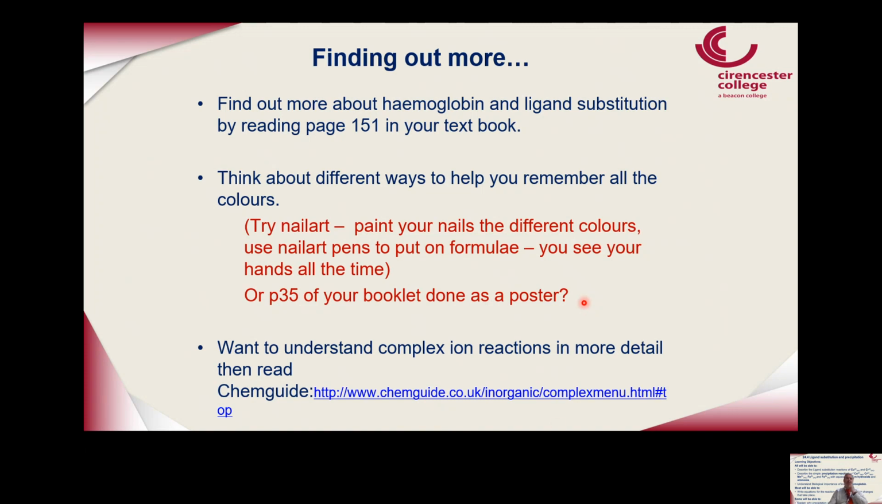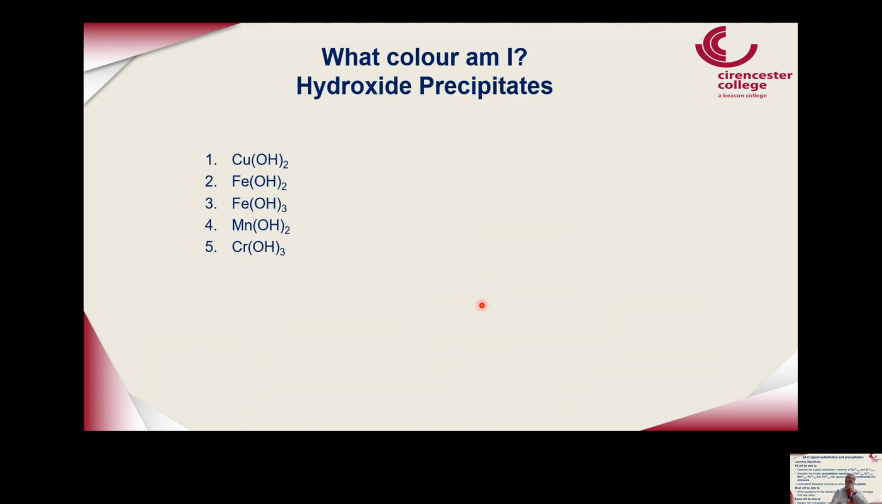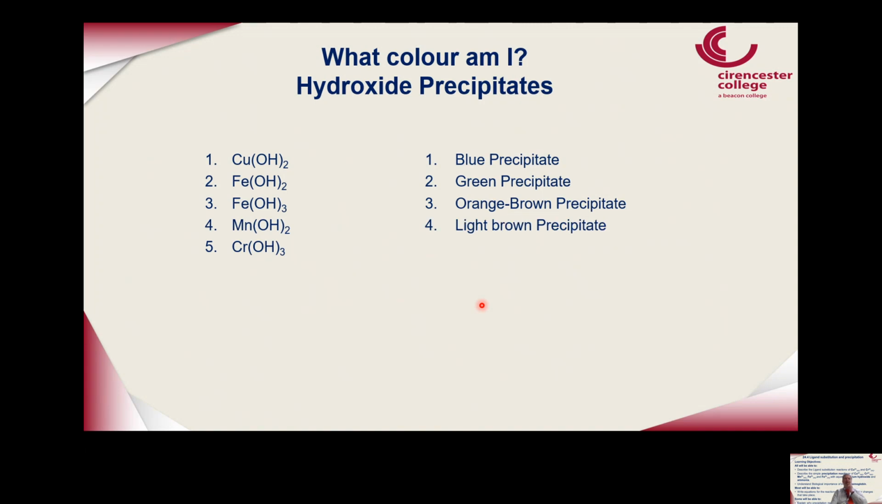So then there is a chem guide, which links to that. I'll put a link in the presentation for that. So a quick test. Copper hydroxide, what color? Blue precipitate. Iron 2 hydroxide, green precipitate. Iron 3 is an orangey brown precipitate. Manganese 2 hydroxide, light brown precipitate. And chromium hydroxide is a greyish green precipitate. So obviously you test yourself on that and test each other on them.